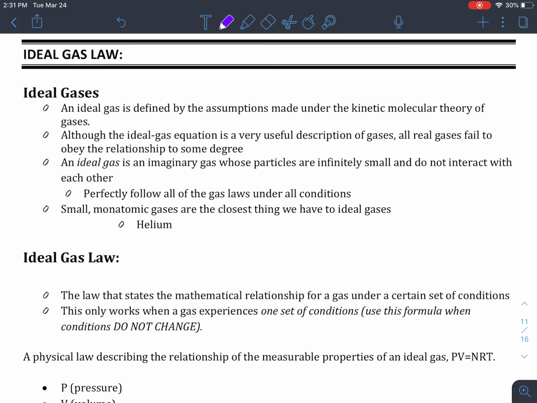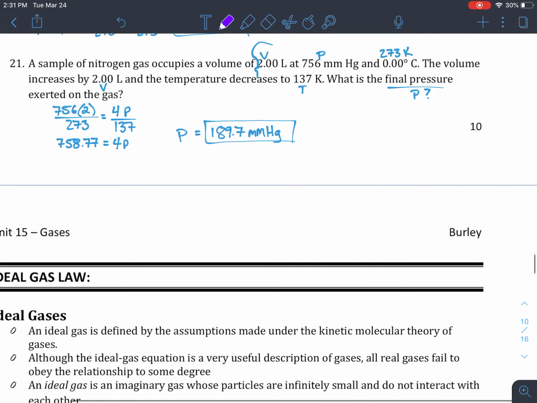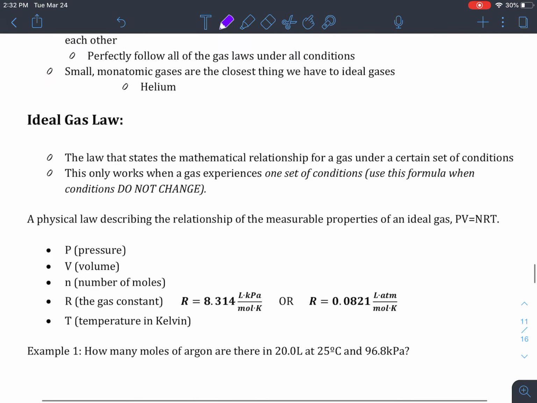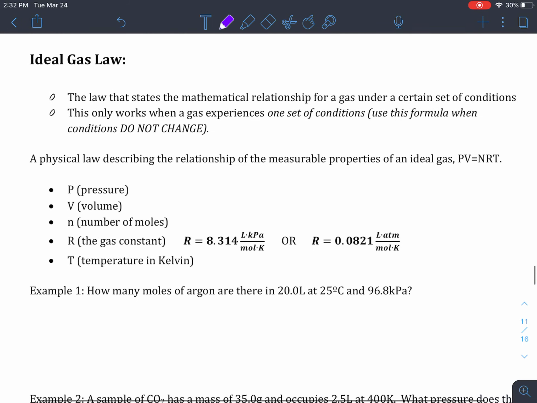Everyone, in this video I'm going to be going over how to do ideal gas law calculations. So you can be on page 11 in your packet of fun. First off, the ideal gas law is basically if you're given one set of conditions, you can use this law to predict what a missing variable would be.